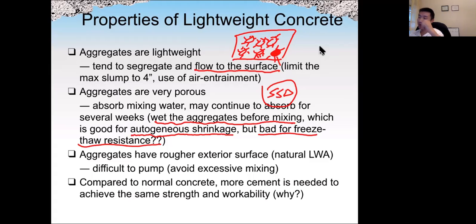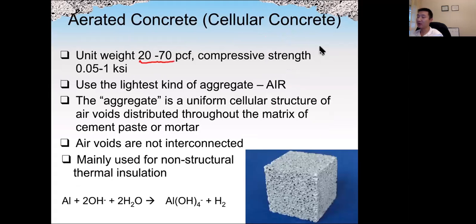The last type of lightweight concrete is even lighter. It's called aerated concrete or cellular concrete. This type of concrete has density lower than water, 20 to 70 pcf, although the strength is very, very low, as we can see from here. This is a picture of aerated concrete. There's actually no real aggregate in this type of concrete.